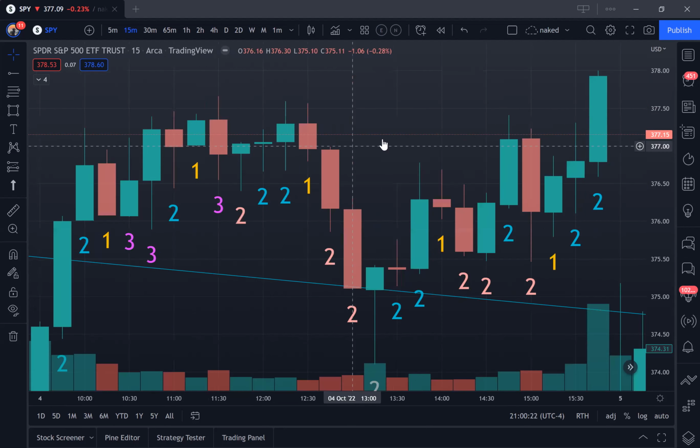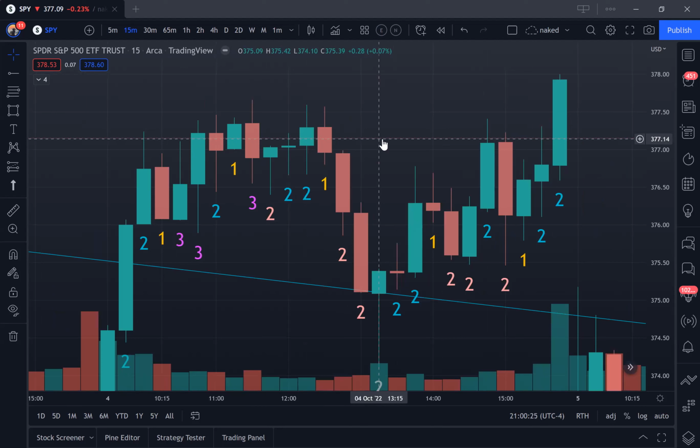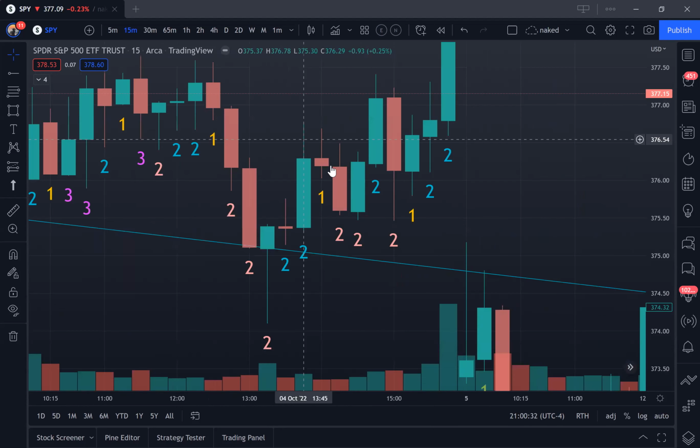And with different candle combinations, it gives you a setup. There's a bunch of different setups that you can use. My preferred ones are 2-1-2s, 3-1-2s, or 2-2s with actionable signals.